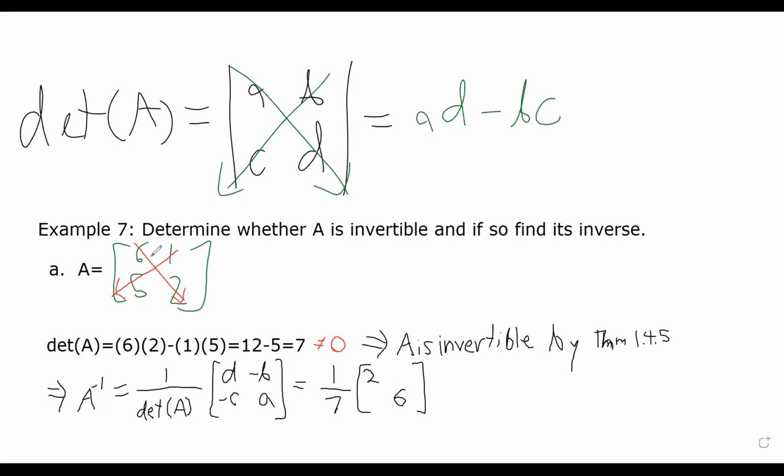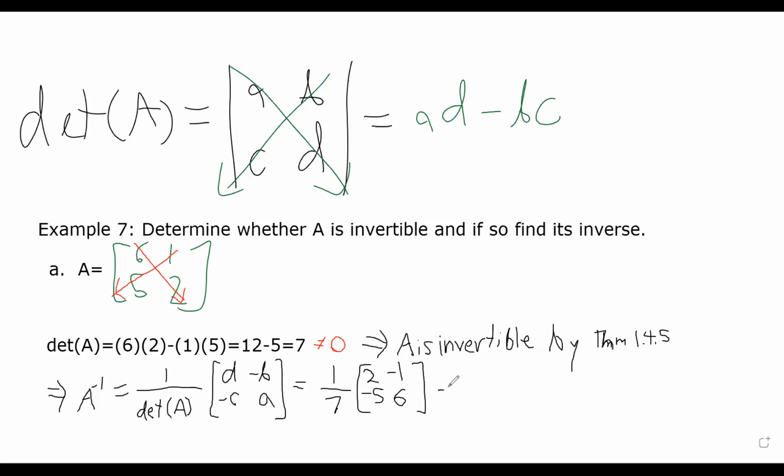So you're switching the entries on the main diagonal. You're switching the 6 and the 2, so now it's 2, 6. And then these two you're negating. So this is negative 1, negative 5. It doesn't mean it's negative, it means it's the negative of this. So if this entry was negative 1, then that entry would be 1. So you're negating those entries, and you're getting -1, -5.